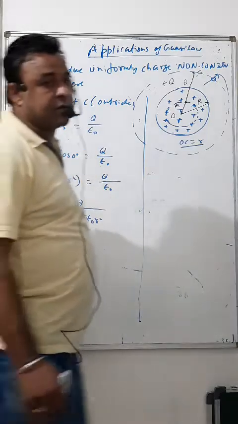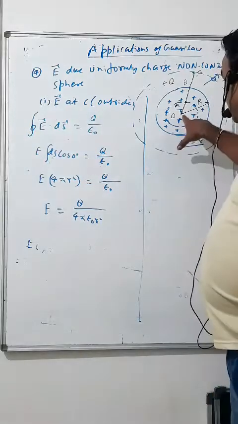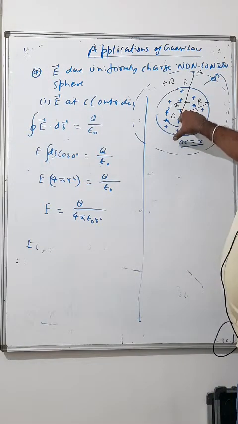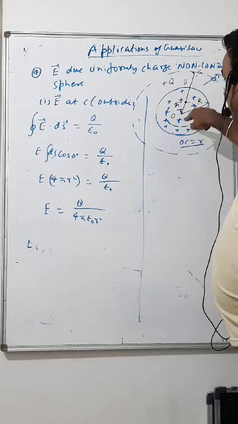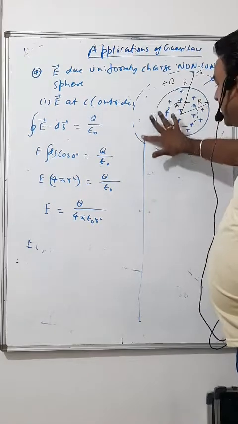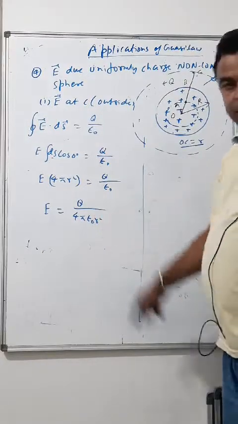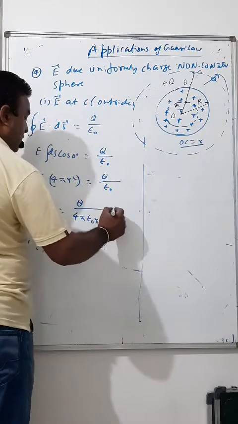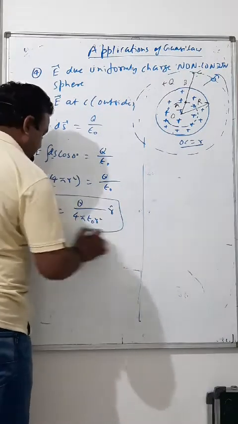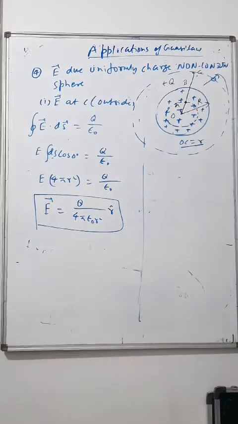This is an interesting result. For the outside point, this sphere behaves as a point charge placed at the center. Or we can say in other words that the whole charge can be supposed to be concentrated at the center. It is like a point charge placed at this point, Q by 4 pi epsilon r square. In vector form, this becomes exactly like a point charge. Right? This is for a uniformly charged, non-conducting sphere.